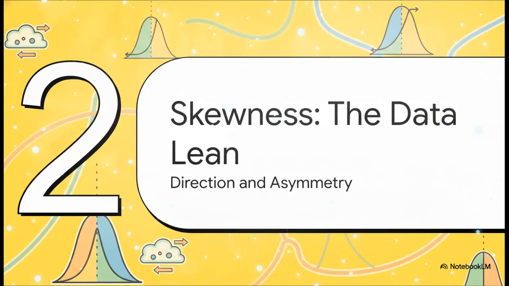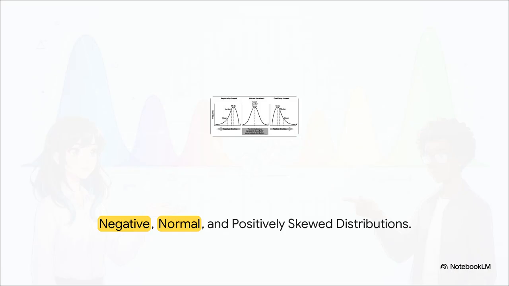Moving right along to Section 2, Skewness, the data lean, we'll be looking at direction and asymmetry. So skewness is essentially the mathematical lean or asymmetry of your data distribution. Notice how visually obvious this skew becomes when you really look at the tails here. A skewness of 0 describes a perfectly symmetric distribution, like that normal curve right in the middle, where the mean, median, and mode all sit at the exact same point.